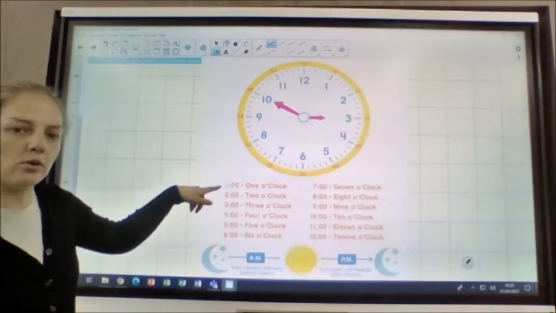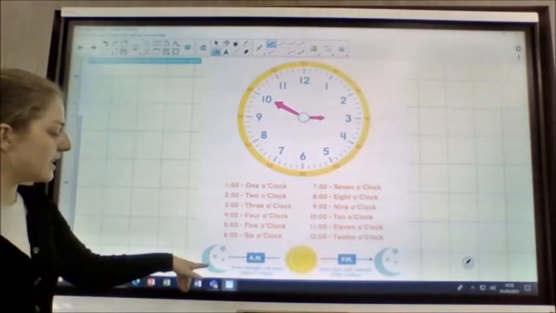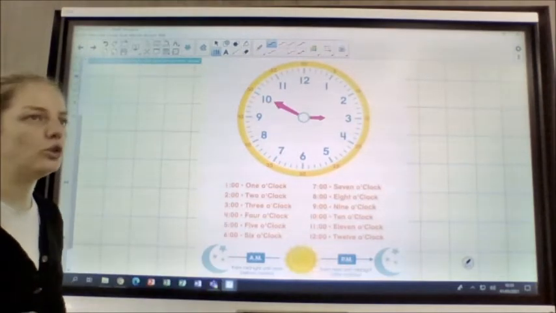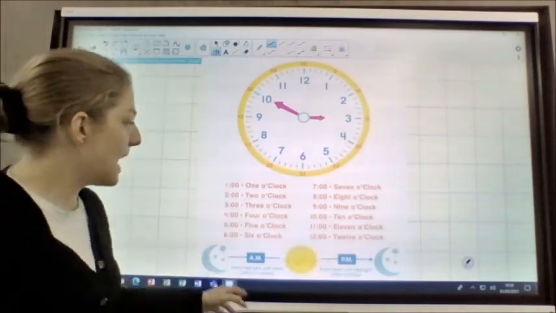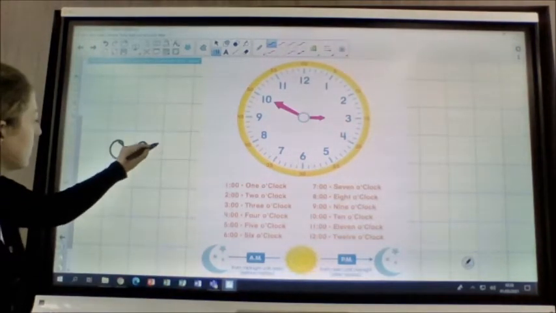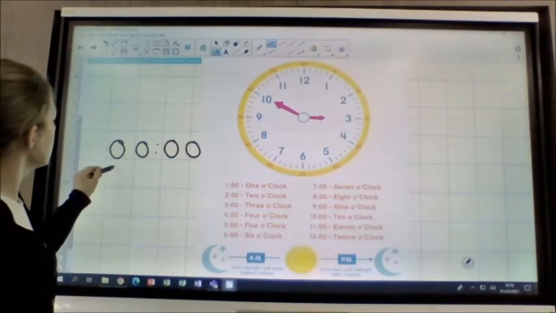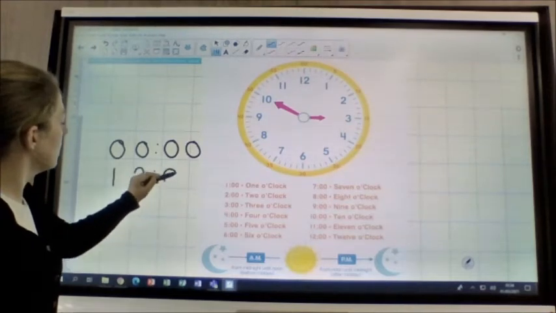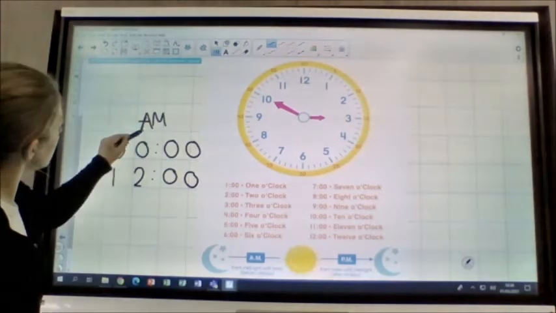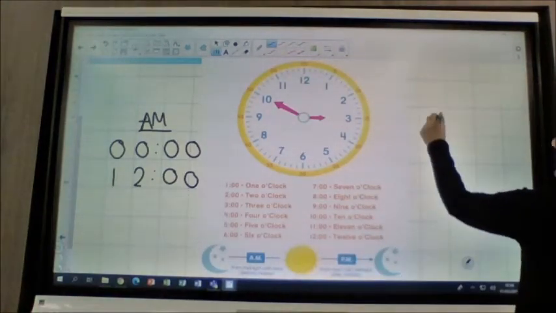I've also got on my board how you would write those times if you were to write it out as a sentence. As it says here, so in the AM, so AM is the morning, from midnight until noon. So that would be, midnight would be written like this. Okay, and that would be until noon. So that would be AM. And my PM would be from noon until midnight. So that's after midday.